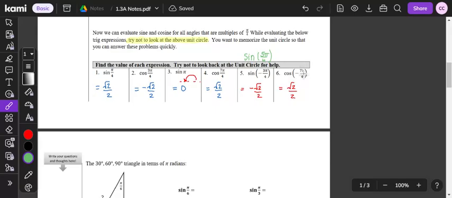So same thing here. If I ignore the negative, I need to figure out what do I add to 7 pi over 4 to make a full 2 pi circle. That is 1 pi over 4. Okay? So negative 7 pi over 4, that's the same as pi over 4.